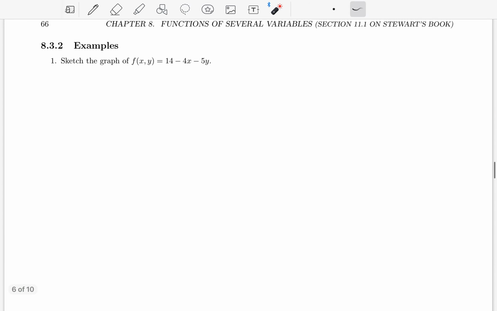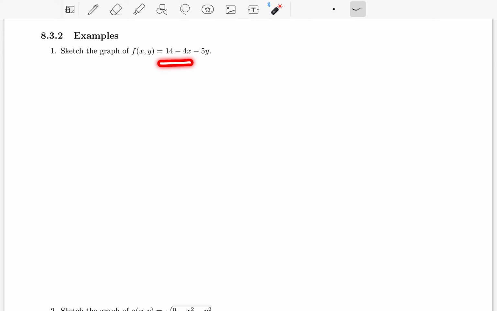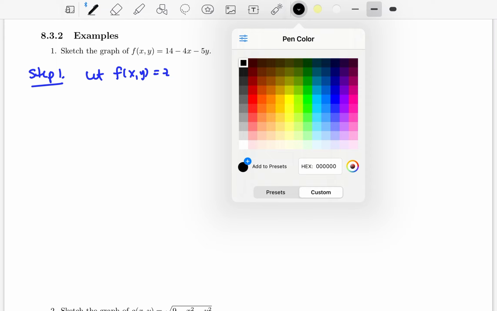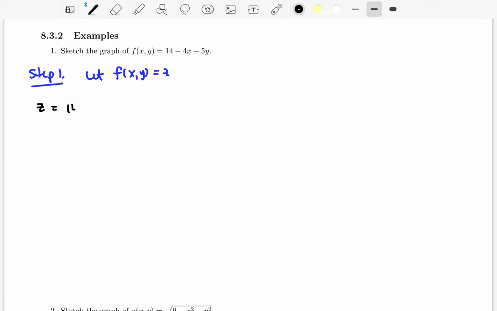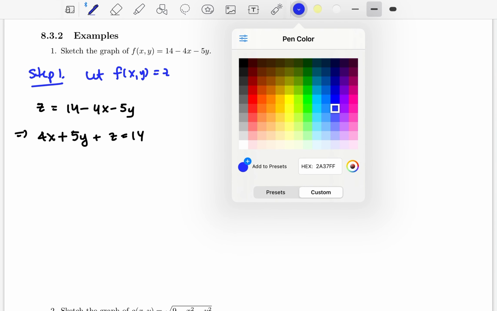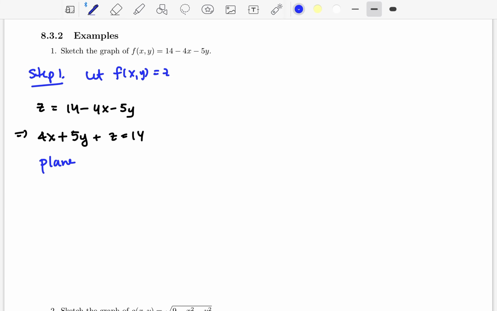So let's see. You want to sketch the graph of f of xy equal to 14 minus 4x minus 5y. So again, the very first step is to replace f of xy with z. I'm just going to turn it into steps. So step one, let f of xy be equal to z. And the moment you do that, this immediately starts to look like something that you've seen before. I'm going to write it as 4x plus 5y plus z equals 14. Hey, wait a second, this is a plane. That's why we reviewed this.